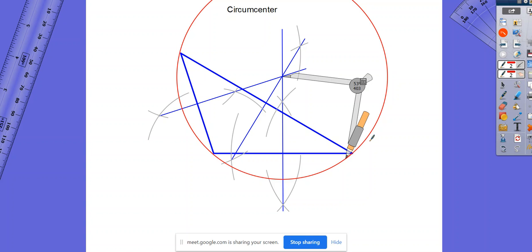Wait, so you draw a circle starting at the point? Yeah, so you measure from the circumcenter to the vertex, and then you draw the circle. Yep, it works. Did it work for you guys at home? Did your circumcenter work? All right. So again, that is called the circumcenter of a triangle.